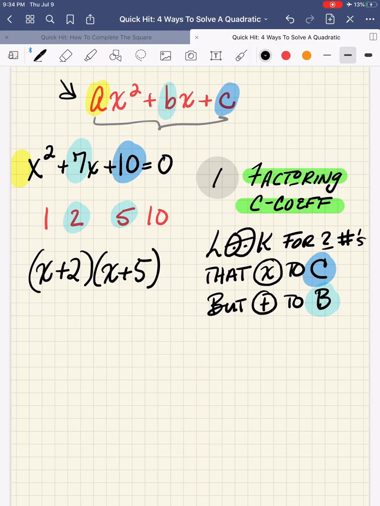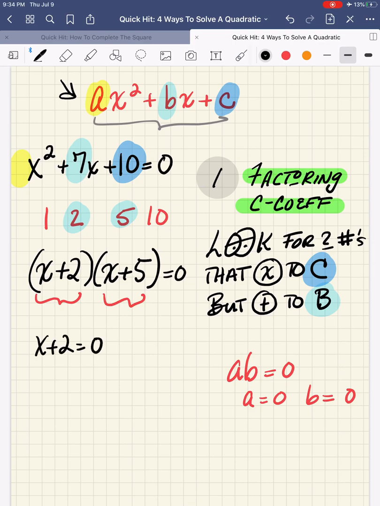Now, because they're being multiplied, and because they equal 0, remember, whenever I have 2 numbers and they multiply to 0, that means one or both has to be equal to 0. So now that I know these are the factors, I can set them equal to 0. I can say x plus 2 equals 0, or x plus 5 equals 0, so x equals negative 2, or x equals negative 5.